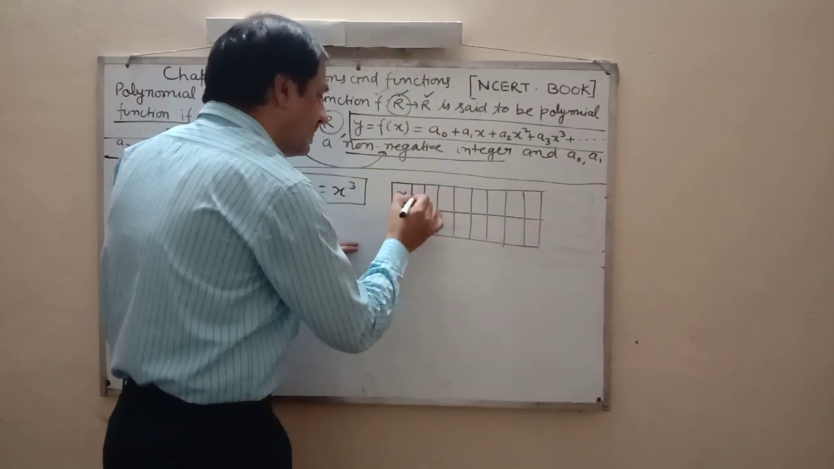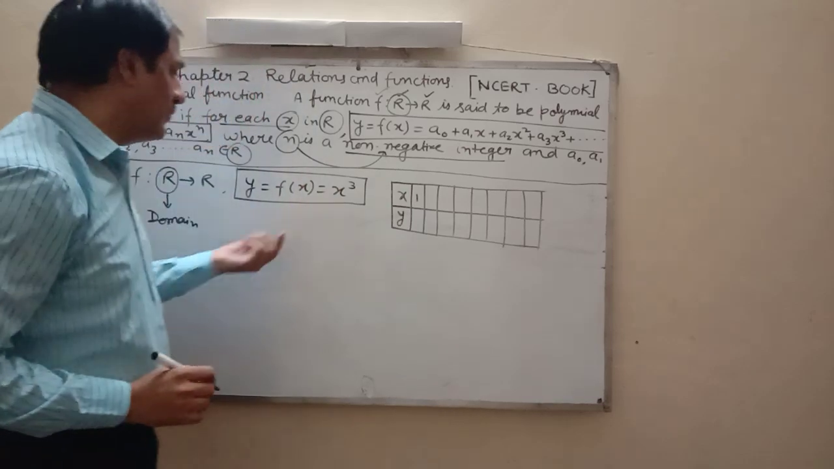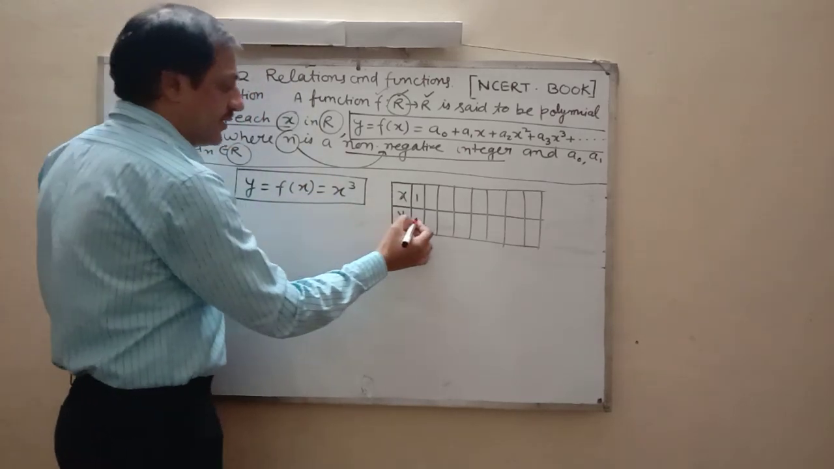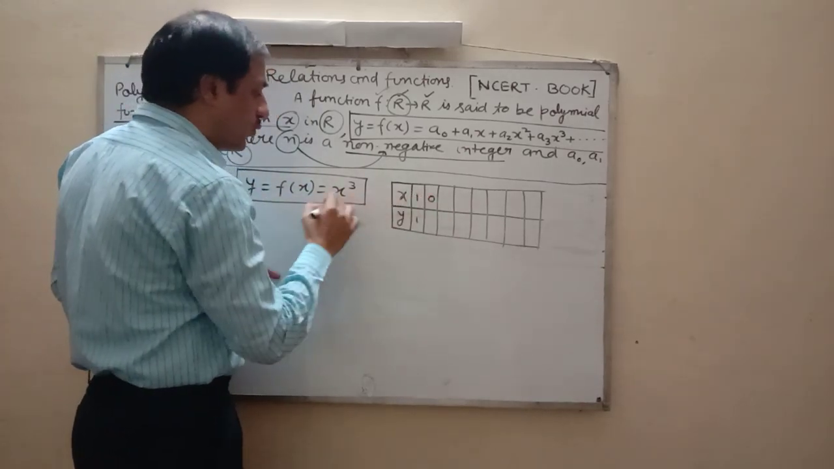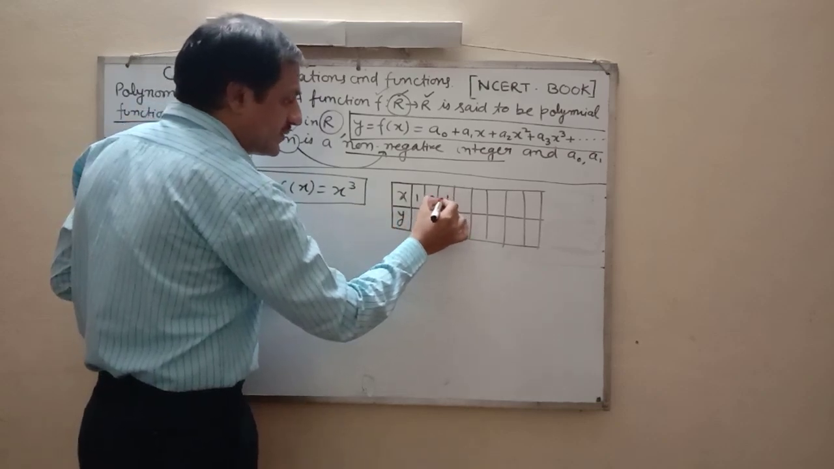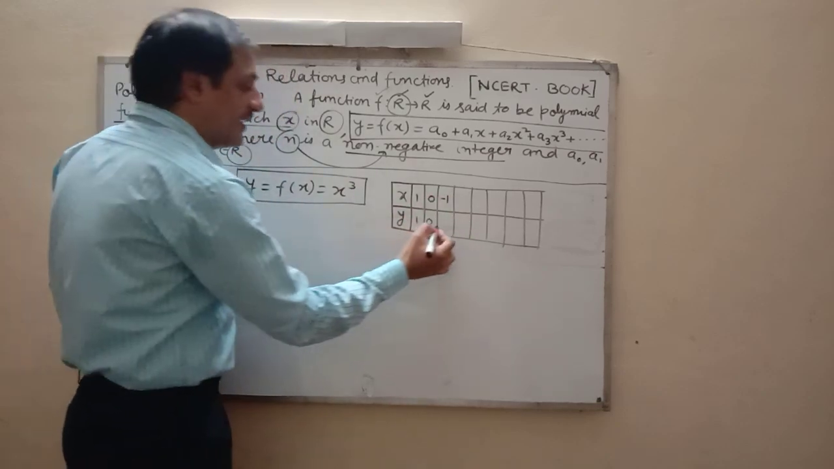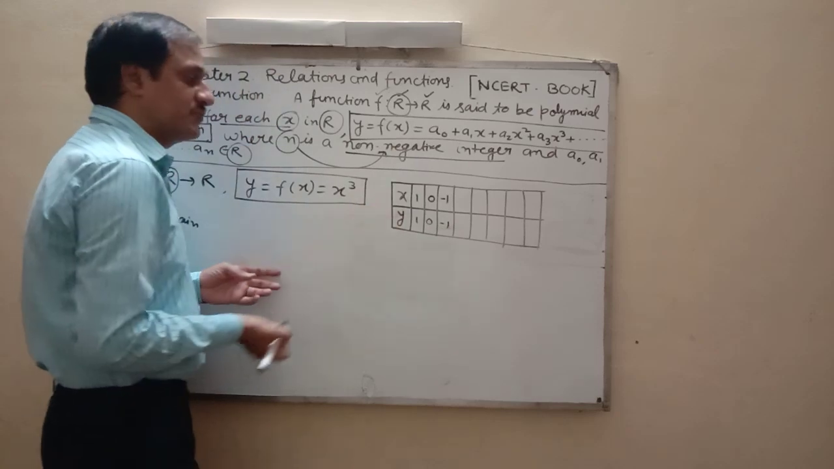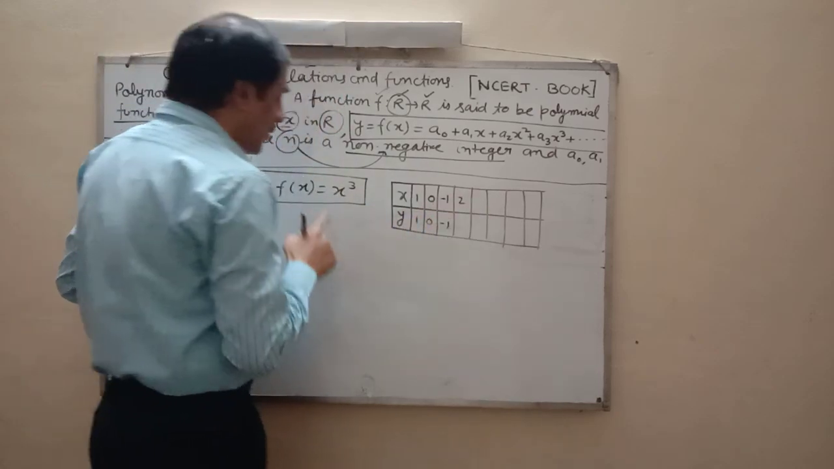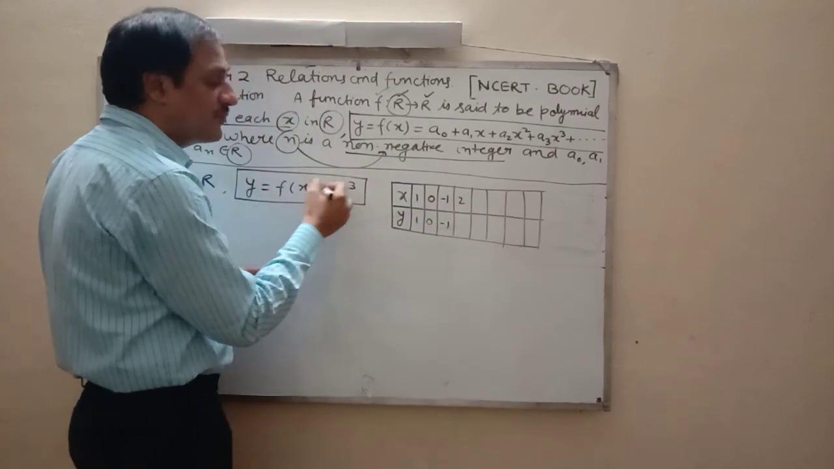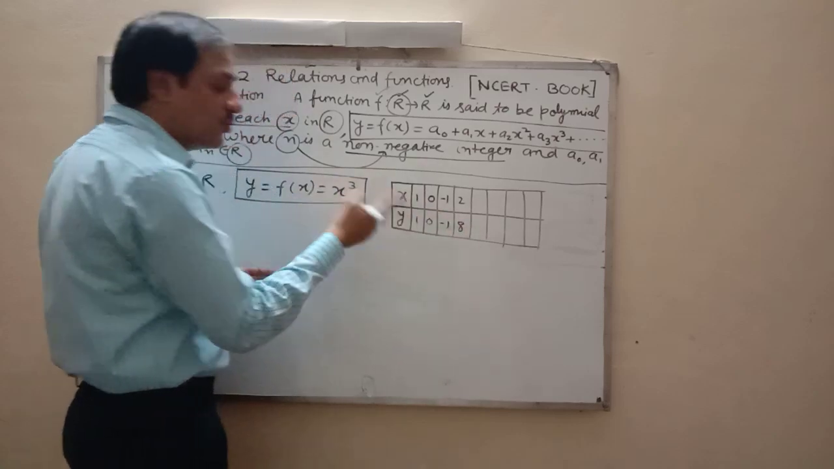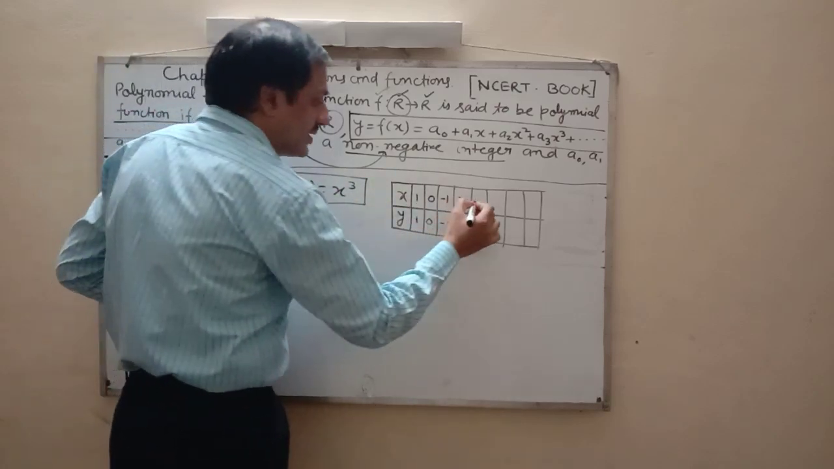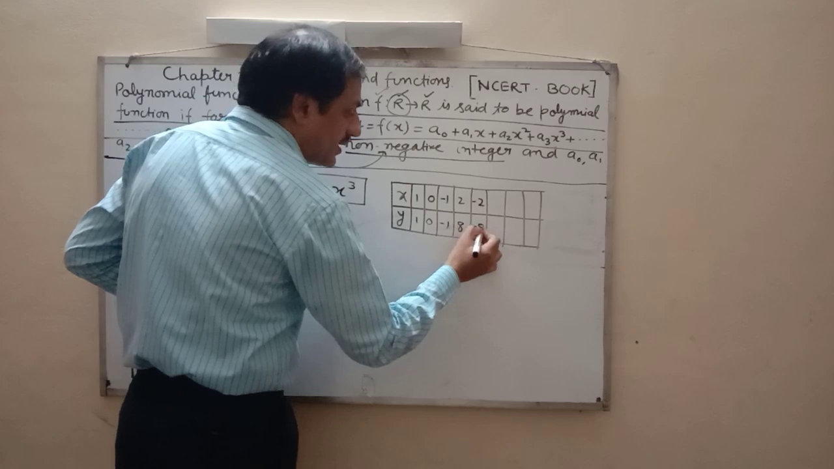x, y. If x equals 1, what will be the value of y? If x equals 1, cube of 1 equals 1. If x equals 0, y equals 0. If x equals minus 1, y will be minus 1, since the cube of minus 1 equals minus 1. If x equals 2, what will be the value of y? Cube of 2 equals 8. If x equals minus 2, this will become minus 8.